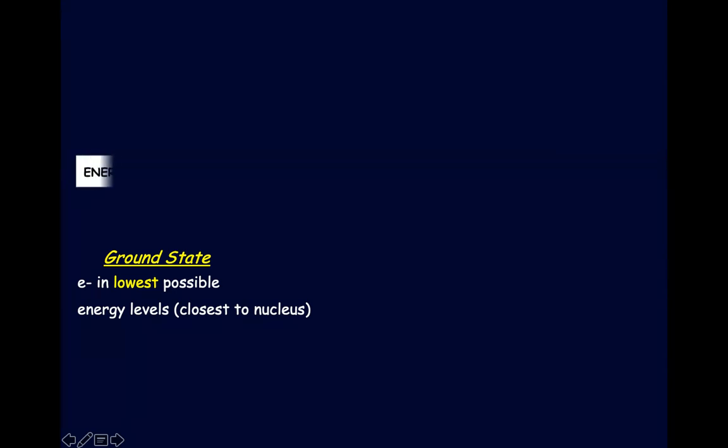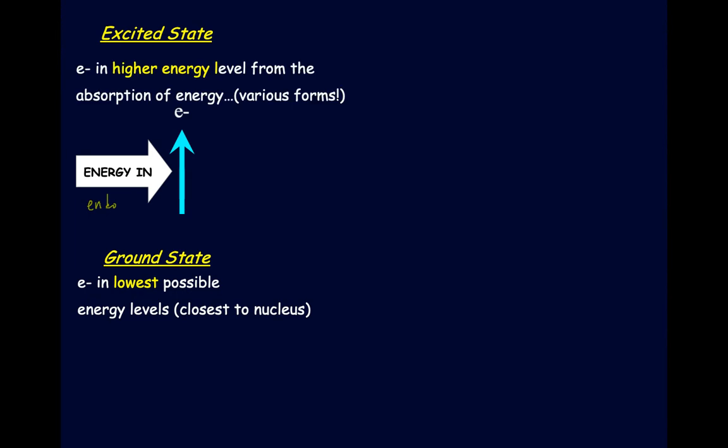Okay, and what's going to happen is if you give those atoms energy and you put energy into the system, that's going to be your endo step, right? If you put energy into the system, that's an endothermic step. So we're going to go endo here. That energy is going to be absorbed by the atom, and what that's going to do is pull that electron further from the nucleus into something called the excited state.